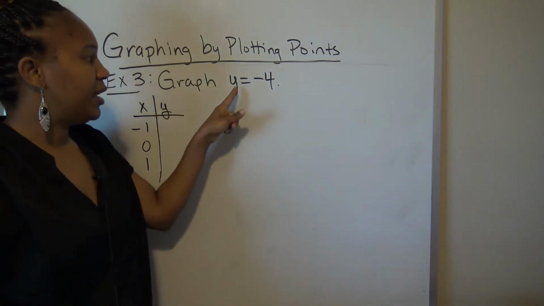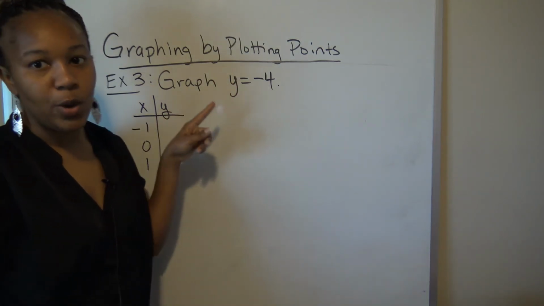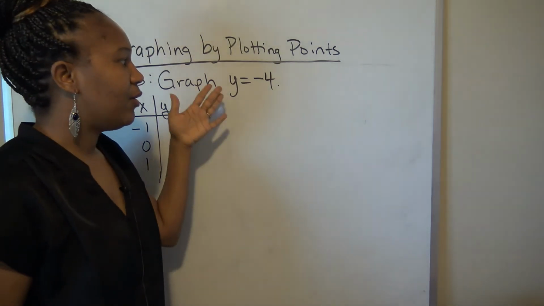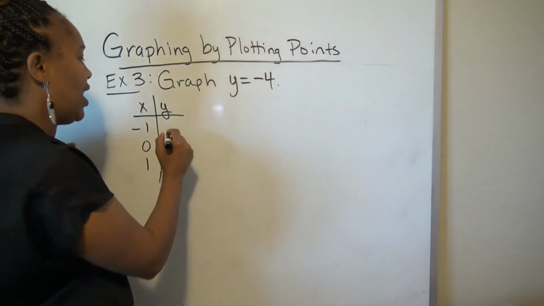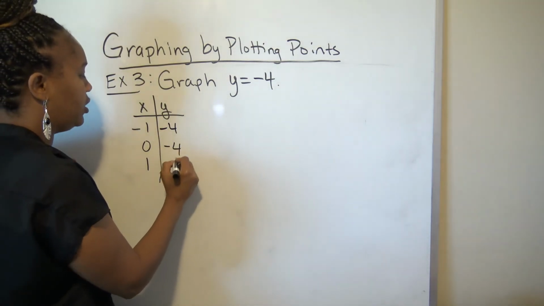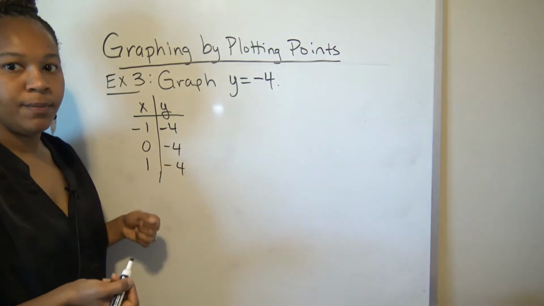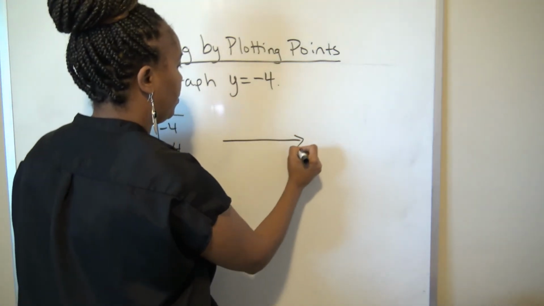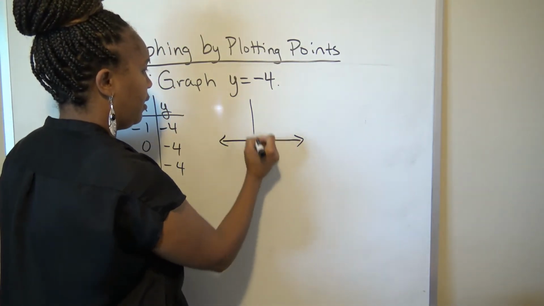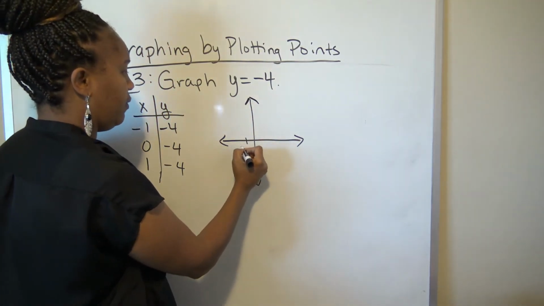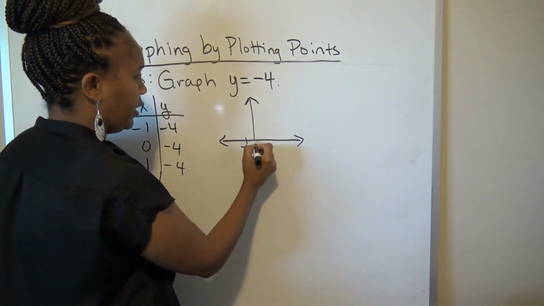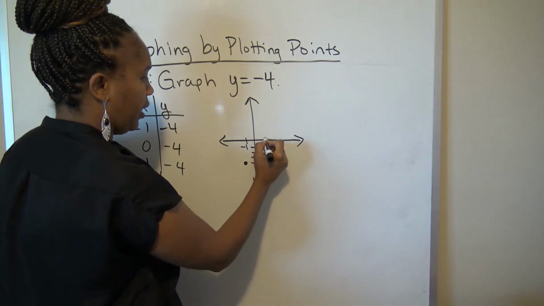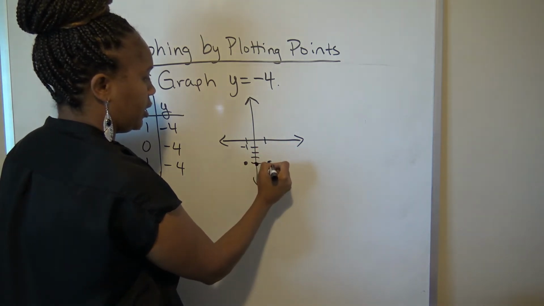But this tells me that no matter what, y is always going to be -4. So even though I don't have an x to plug in, this tells me the value of y. Y is -4. So that means for all of these, your y value will be -4. So now when you go to plot those, you get the point -1, -4. So here's -4. 0, -4, and 1, -4, which is also here.